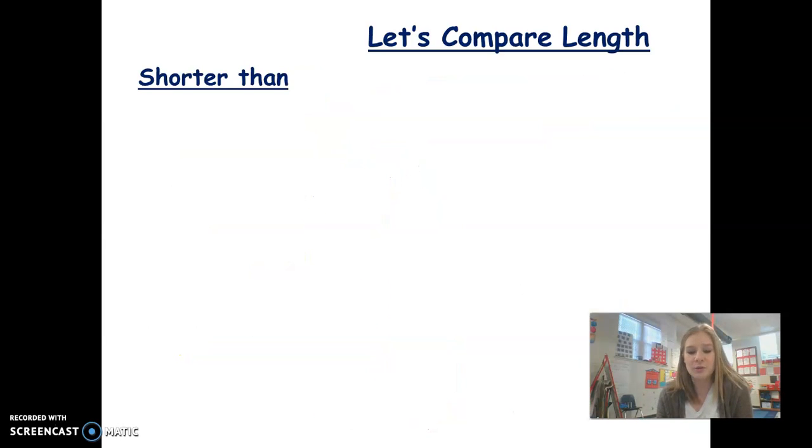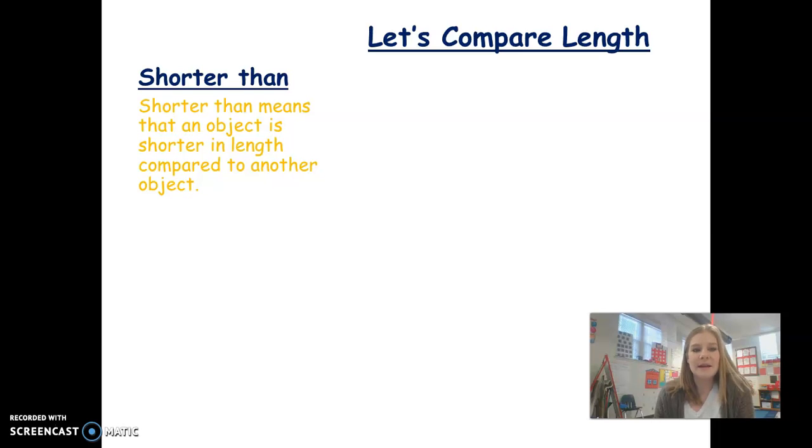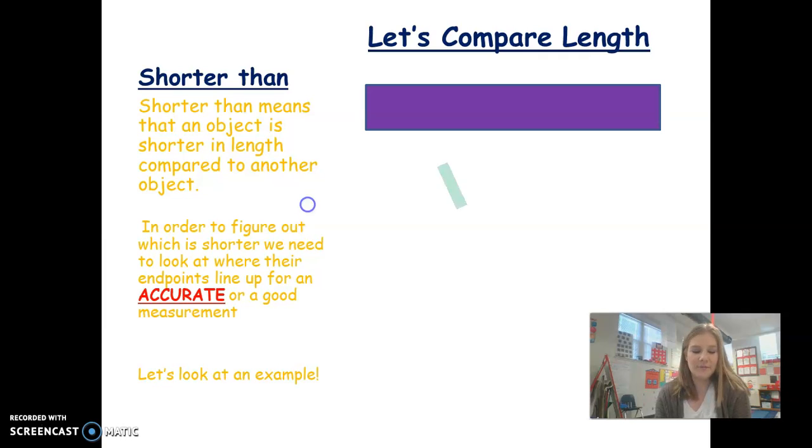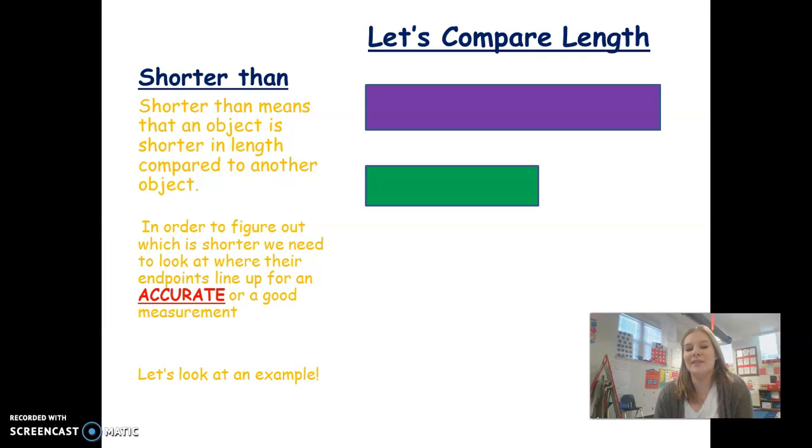Now let's talk about shorter than. Shorter than means that an object is shorter in length compared to another object. Again, in order for us to make sure it's an accurate measurement, the endpoints must be lined up. So let's look at an example on this slide. I have a purple rectangle and I have a green rectangle. So I can tell just by looking that that green rectangle doesn't look like it's going as far as that purple rectangle does. So I think that one might be shorter, but in order for us to really tell, we need to make sure their endpoints are lined up.